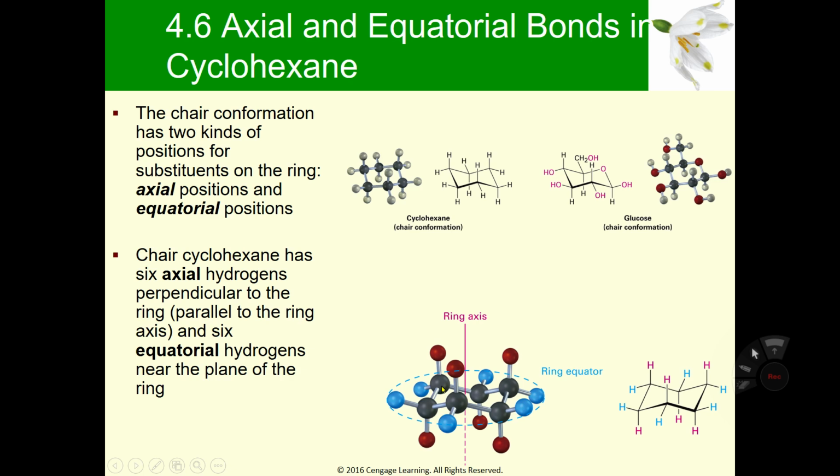Usually black color is a carbon and blue and red spheres are the hydrogens, right? So you have 12 hydrogens in the cyclohexane, but we can divide the 12 hydrogens into 2 different kinds. One group of hydrogen is perpendicular to the ring axis. Ring axis means we can imagine an axis penetrating the plane of a 6-membered ring.